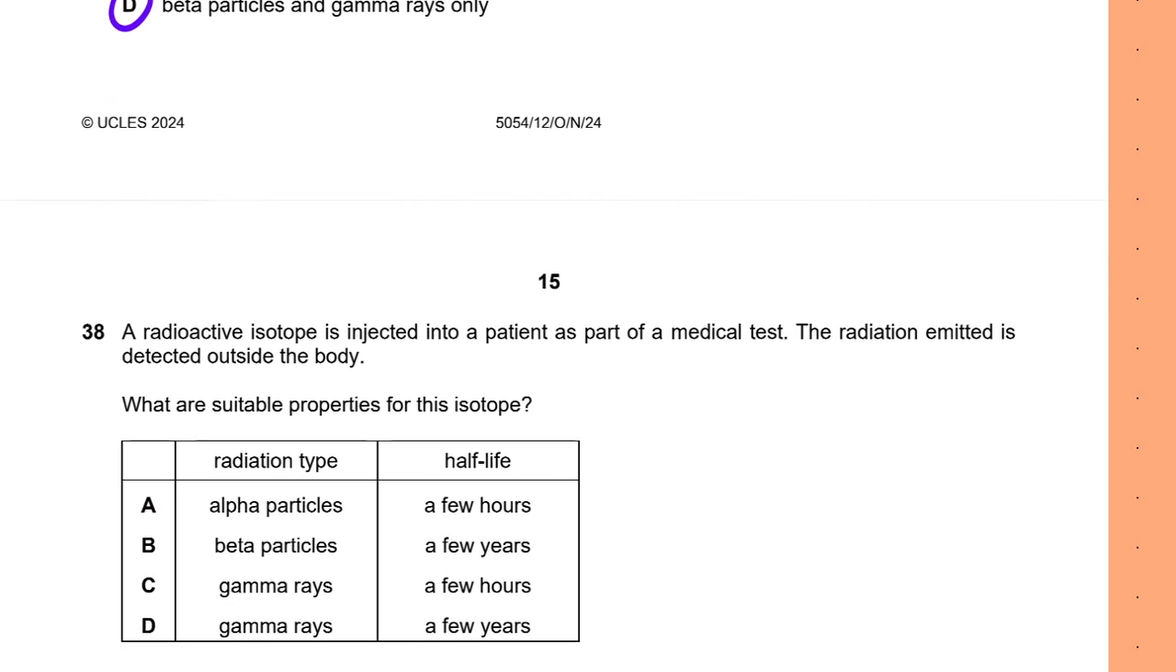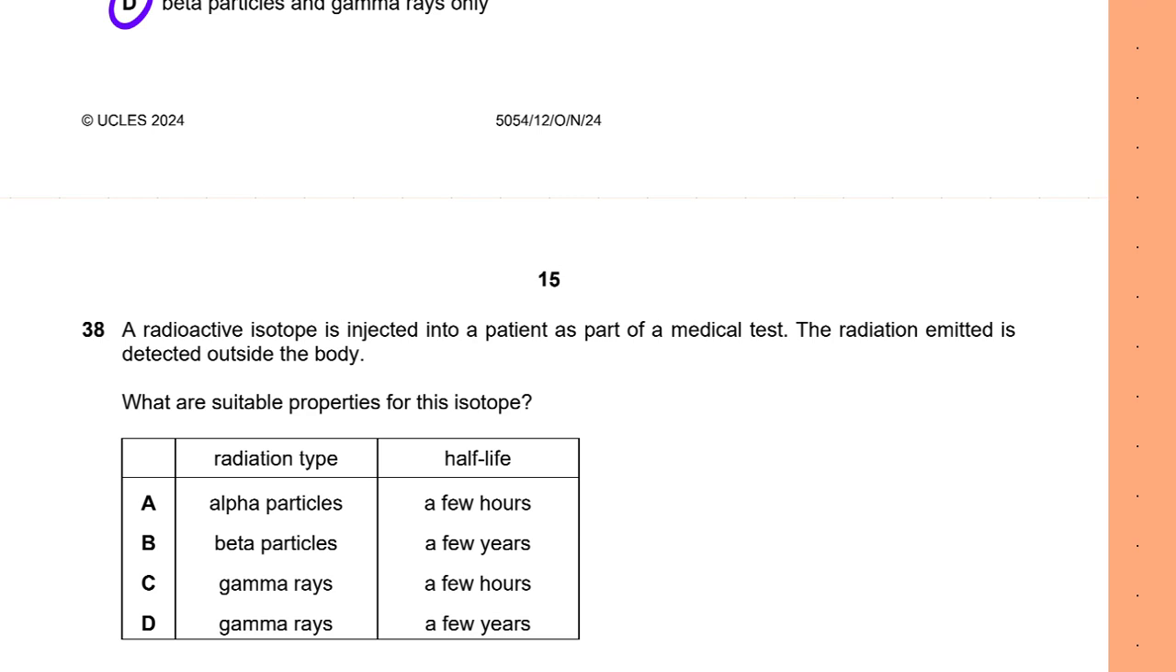Let's go on. A radioactive isotope is injected into a patient as part of a medical test. The radiation emitted is detected outside the body. What are suitable properties? For it to be detected outside, it needs to have a high penetrating power, so that must be gamma, and the half-life must be only a few hours, so that it's not excessively exposing the patient to radiation.